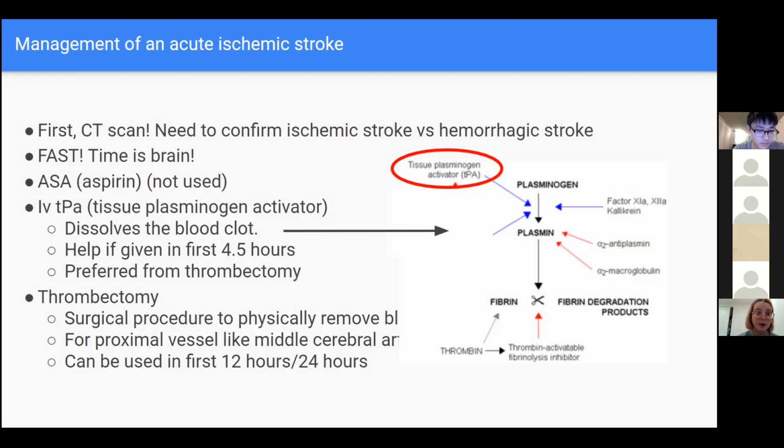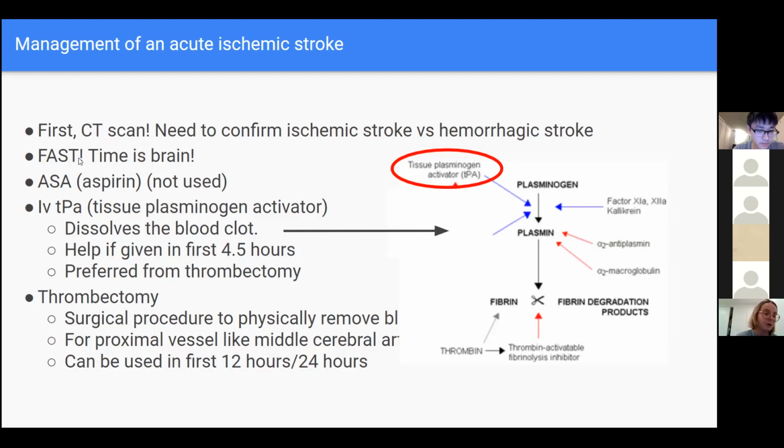and that will give the patient an anticoagulant condition. But if it was a hemorrhagic stroke, then the patient will bleed a lot more. So you don't want that. So you need a stat CT scan first.